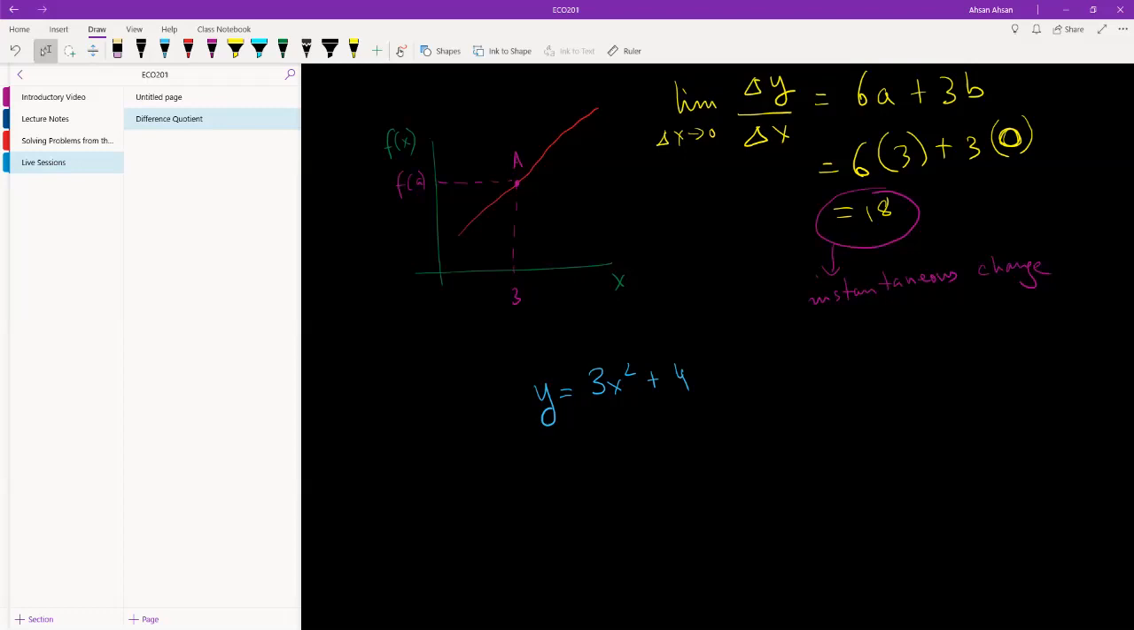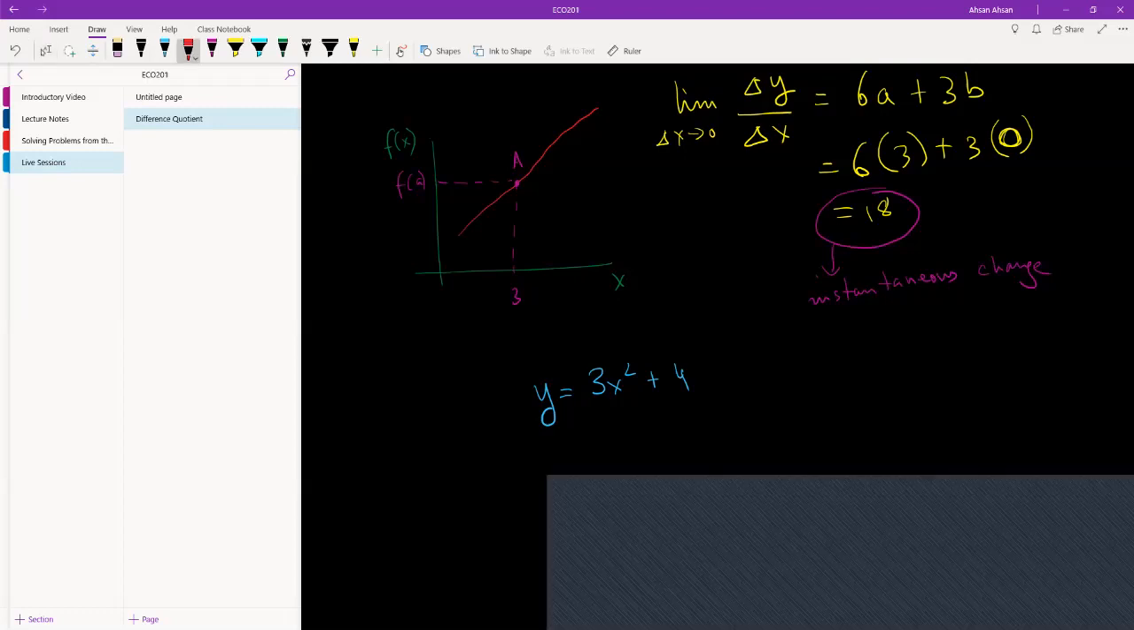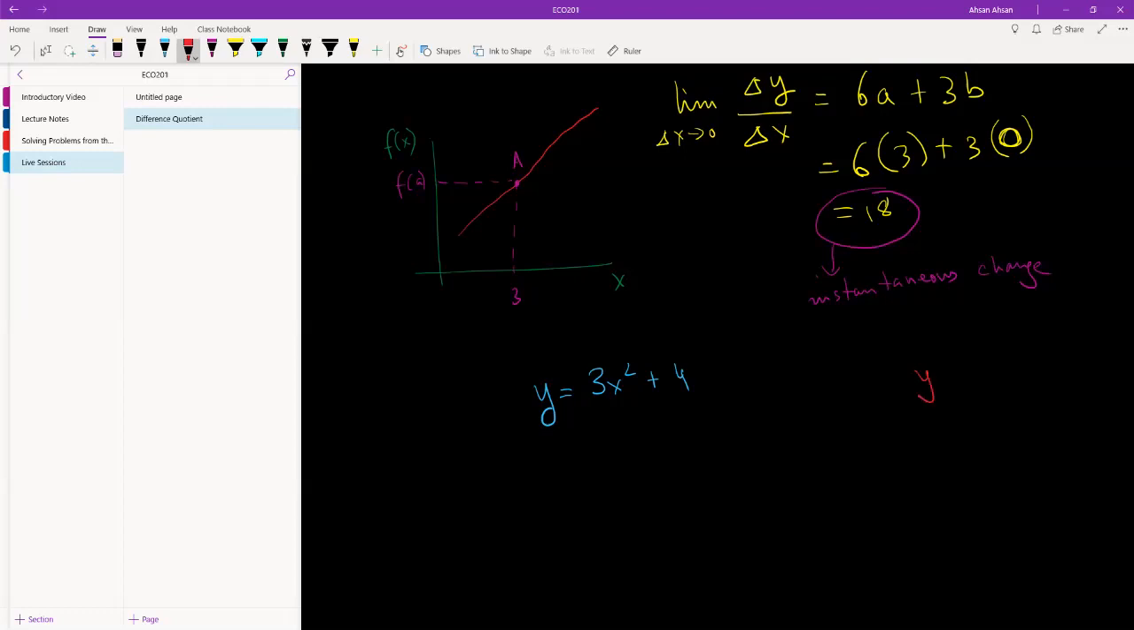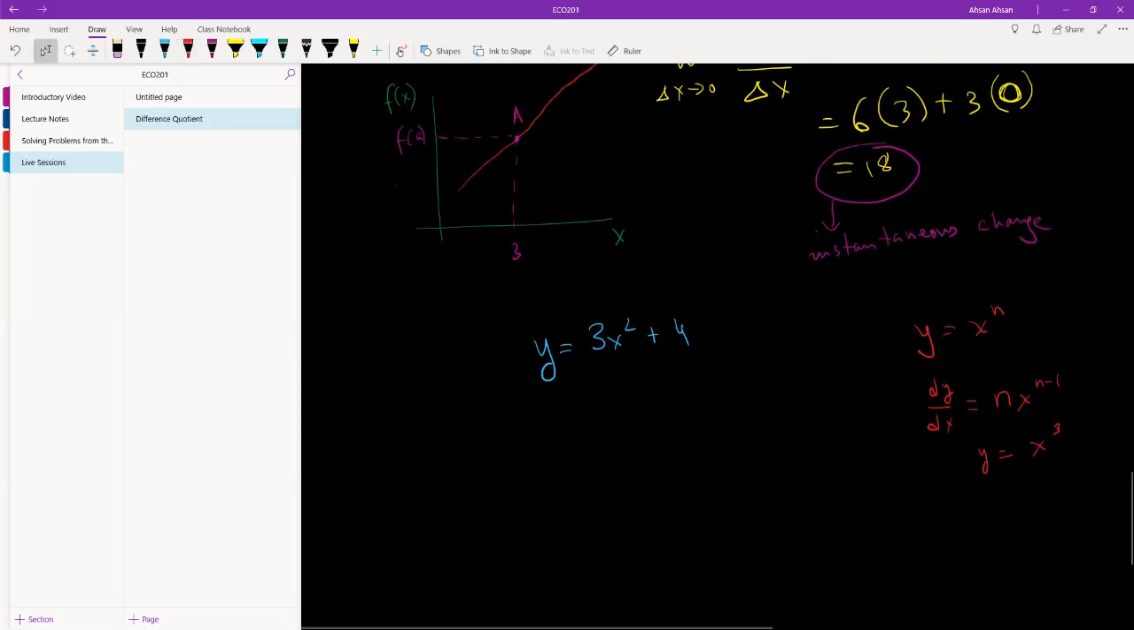So if you remember the formula for differentiating something, let me just write that down here on this side. Suppose you had y equal to x to the power n, and you wanted to differentiate that. What you would do is the power would come to the front, n times x to the power n minus 1. This was the formula. So for example, if you have y equal to x cubed and you differentiated that, dy dx, you'd get 3x squared.